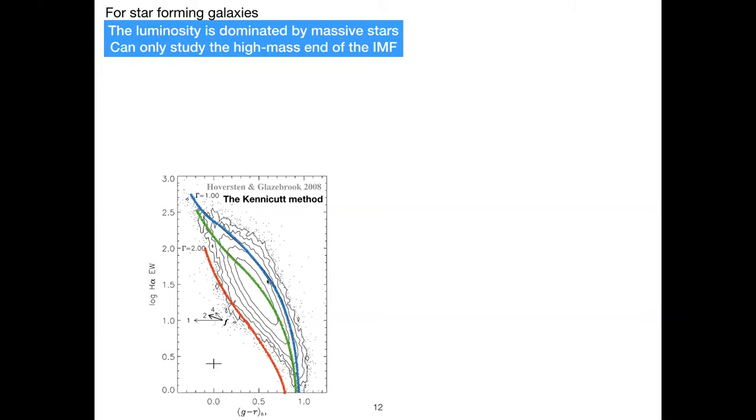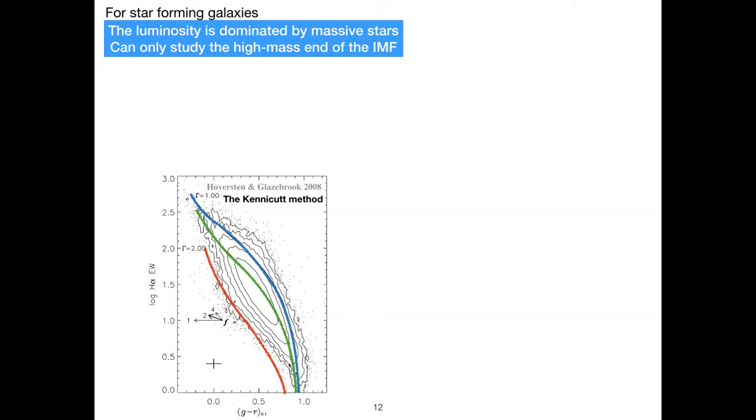Now, in order to explain the scatter of this plot, you try to modify different parameters in your galaxy evolution model, for example the star formation history and the extinction. What people find is that these modifications mostly shift this evolution track along the direction of the evolution itself. So it doesn't help to expand the scatter in the perpendicular direction. The only thing that can explain it is to modify the IMF of the massive stars, and that is shown in the three lines with different colors.